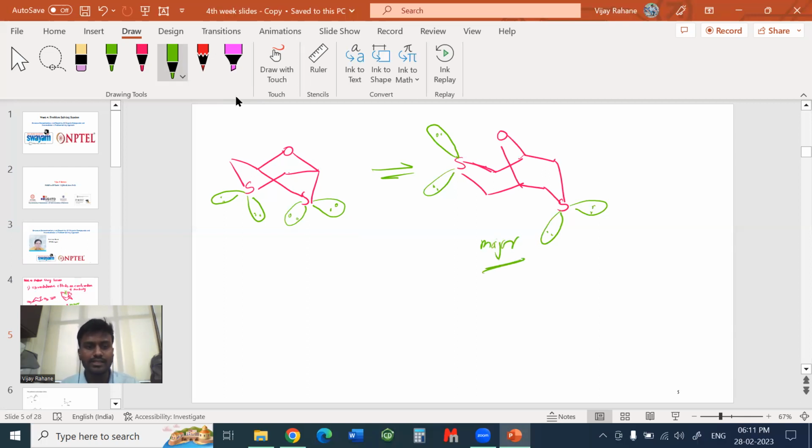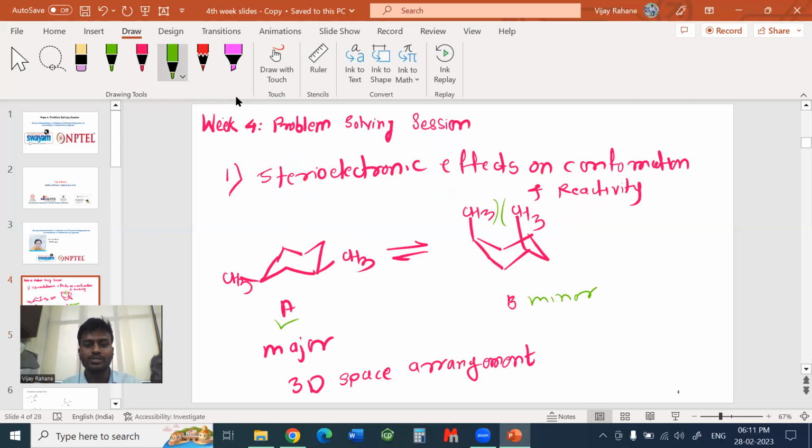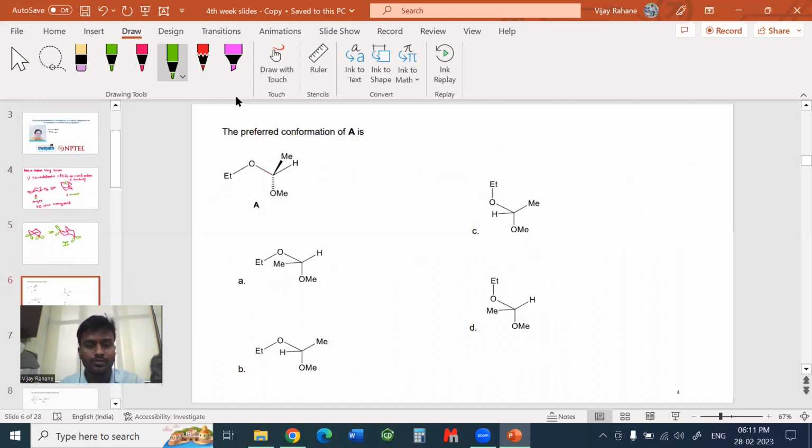Like this, the professor covered many examples in this lecture which give information about the steric effect and the stereoelectronic effect. With these different examples, we have understood what the stereoelectronic effects are, and their effect on the conformation and the reactivity of organic molecules.